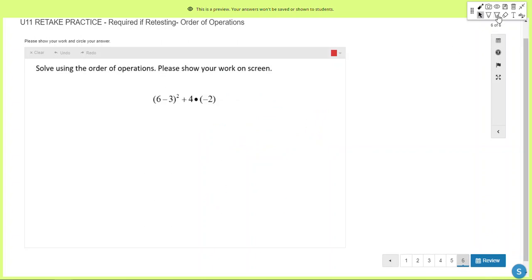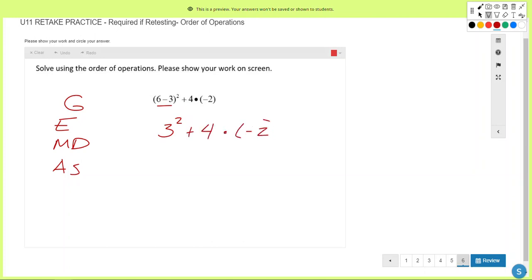And then if I look at the last one, which is number 6, again, you should write your GEMDAS down the side. I have groupings for this one, so I have 6 minus 3 that I need to solve first. 6 minus 3 would be 3, and then sneak attack that exponent after it comes out of the parentheses. I'm done with groupings because this single number in a grouping is a fake out, so I need to do the exponent. 3 to the second power really means 3 times 3, which is 9. So this is really 9 plus 4 times negative 2.